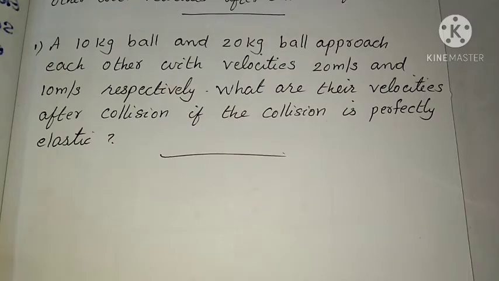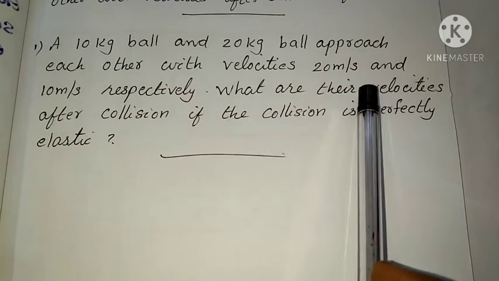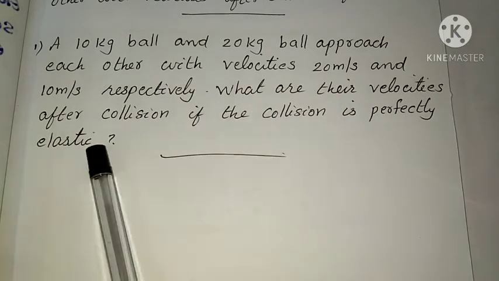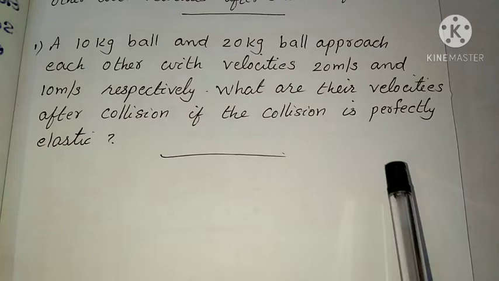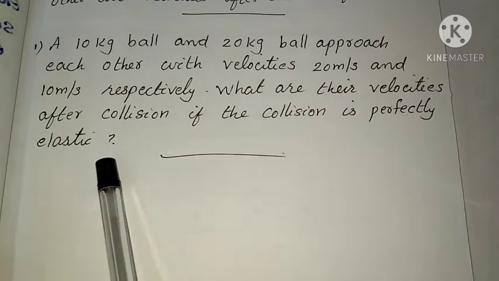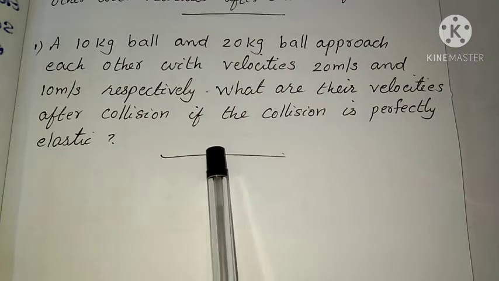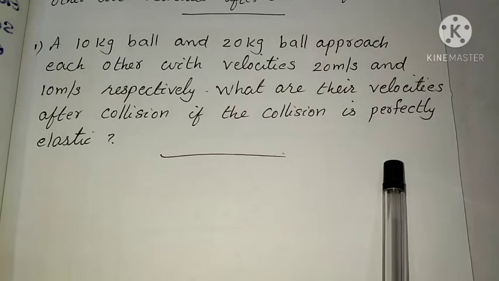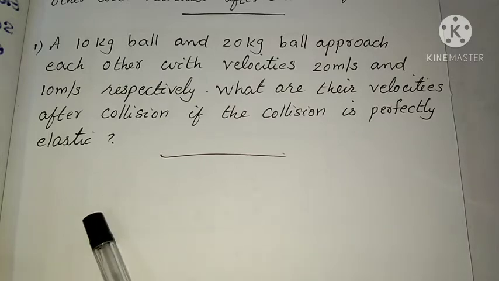Dear children, today we can see some numericals from the collision. A 10 kilogram ball and 20 kilogram ball approach each other with velocities 20 meter per second and 10 meter per second respectively. What are their velocities after collision if the collision is perfectly elastic?